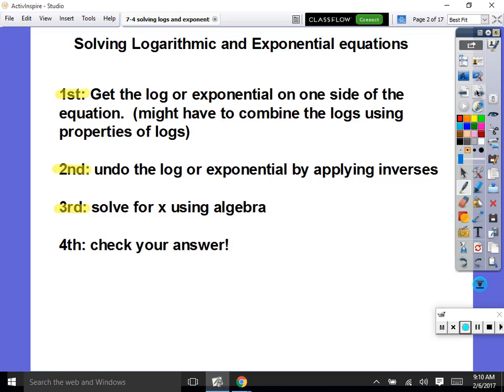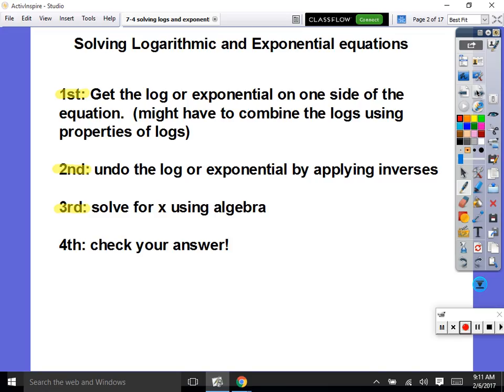Second, you'll undo the log or undo the exponential by applying the inverse. If it's a log, you'll do the exponential inverse. If it's an exponential, you'll take the log of both sides. So you're undoing the log or exponential by applying the inverse. Then from there, you'll simply solve for x using algebra. So it's really that easy.